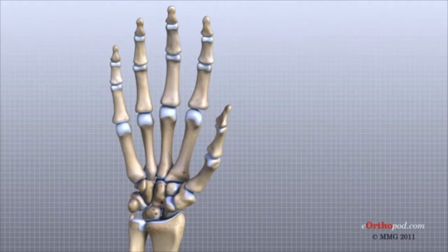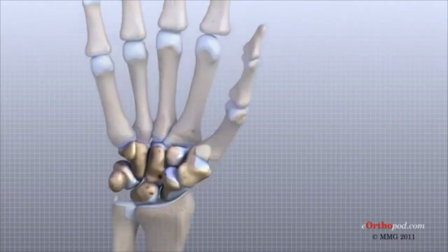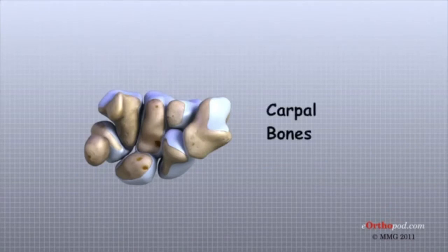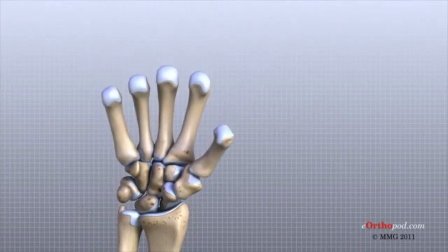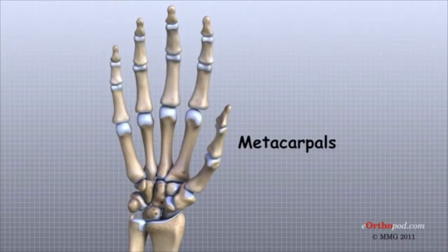There are 27 bones within the wrist and hand. The wrist itself contains 8 small bones called carpals. The carpals join with the two forearm bones, the radius and ulna, forming the wrist joint. Further into the palm, the carpals connect to the metacarpals. There are 5 metacarpals forming the palm of the hand. One metacarpal connects to each finger and thumb.